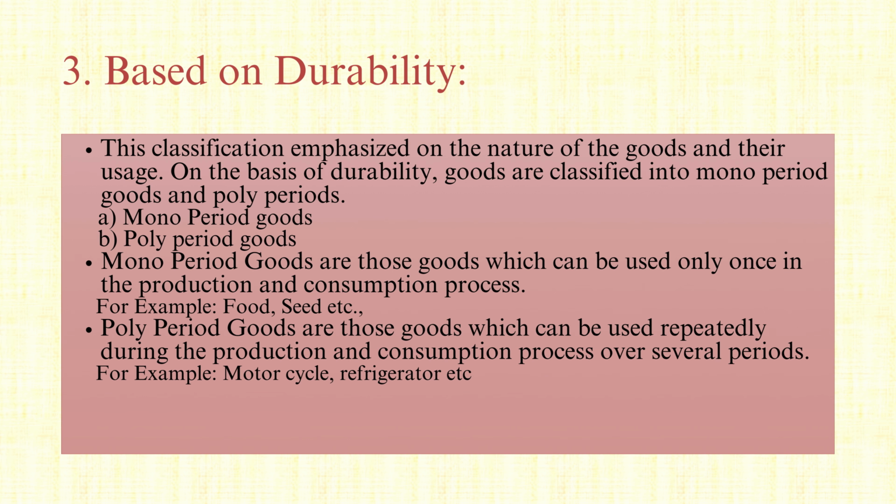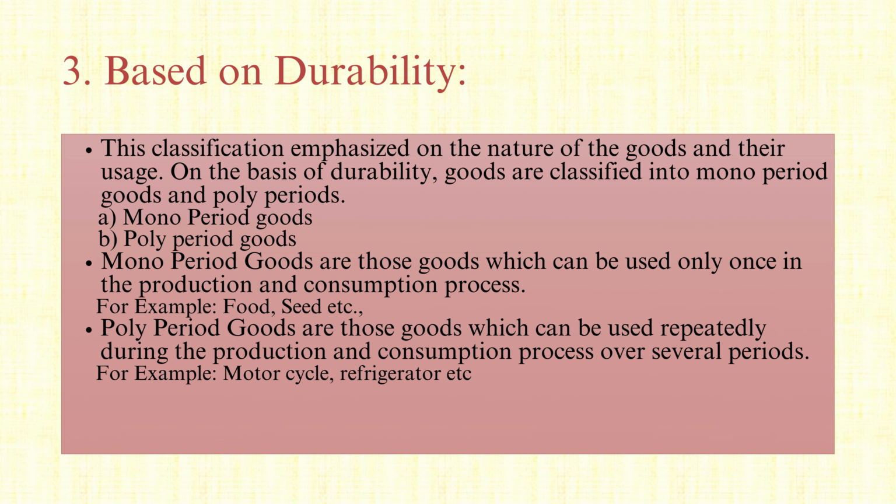Now, let's talk about classifying goods based on durability. We have two categories here, mono-period goods and poly-period goods. Mono-period goods are those that can be used only once in the production and consumption process. Think about seeds. Once you plant them, they're used up in that one growing season. Similarly, when you eat a banana, it's consumed in one go.